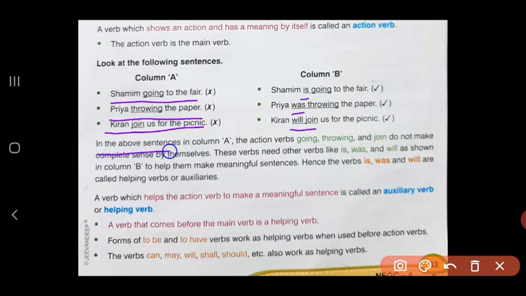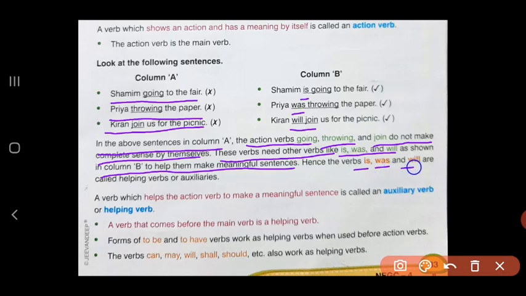In the above sentences in column A, the action verbs going, throwing and join do not make complete sense by themselves. These verbs need other verbs. Which are the other verbs that we have added? Is, was and will, as shown in column B, to help them make meaningful sentences. Hence, the verbs is, was and will are called helping verbs or auxiliaries.